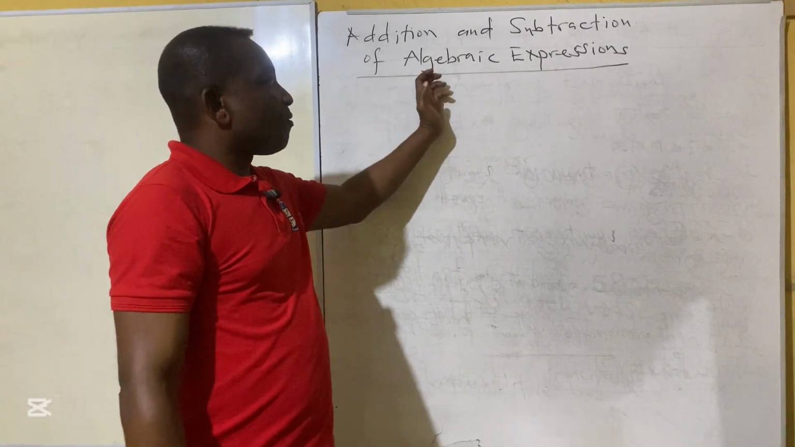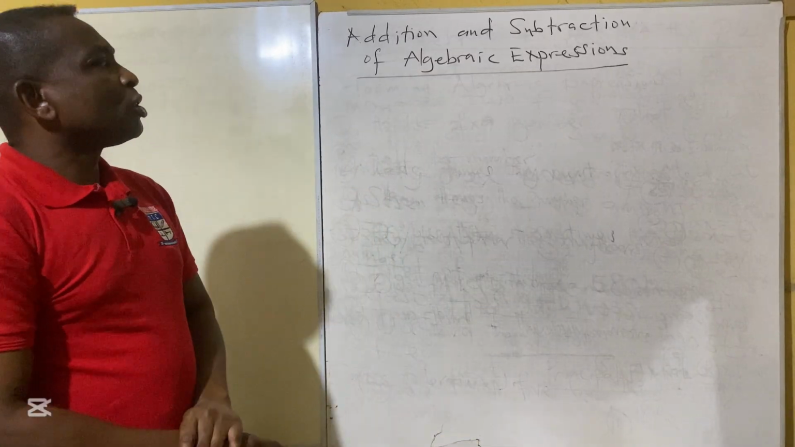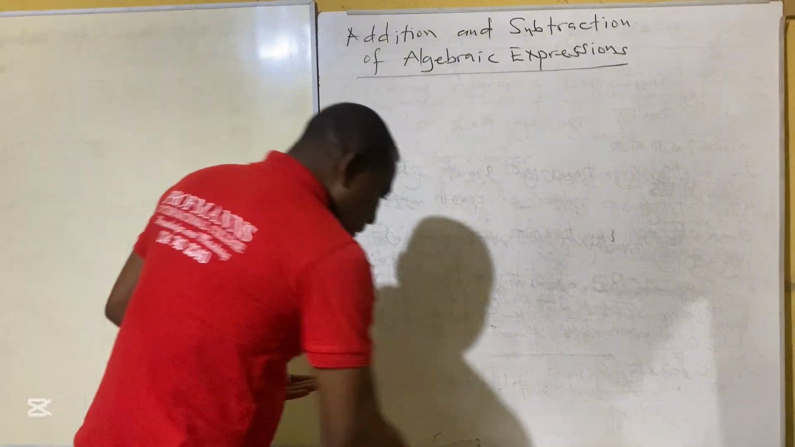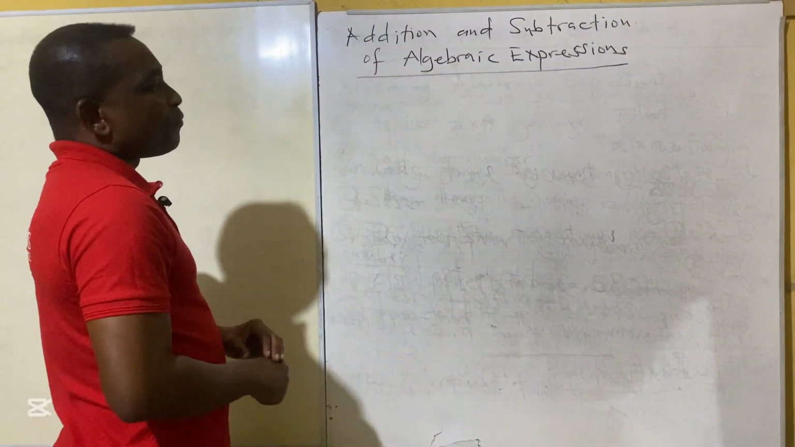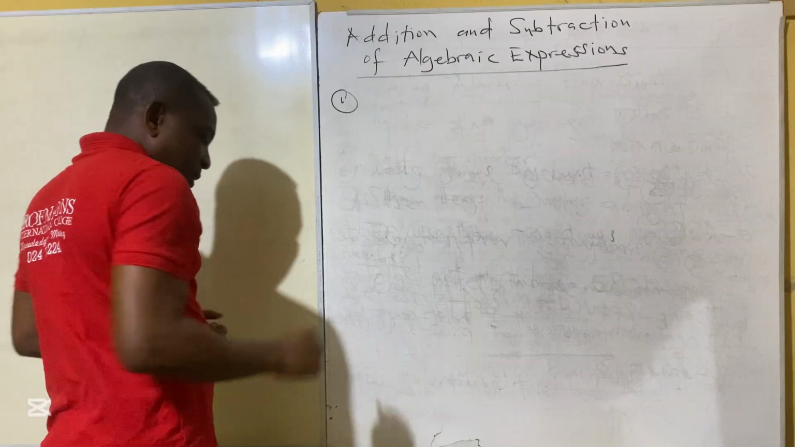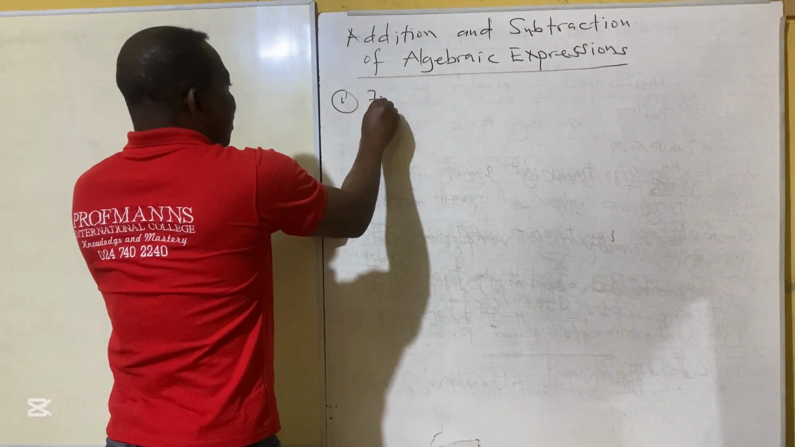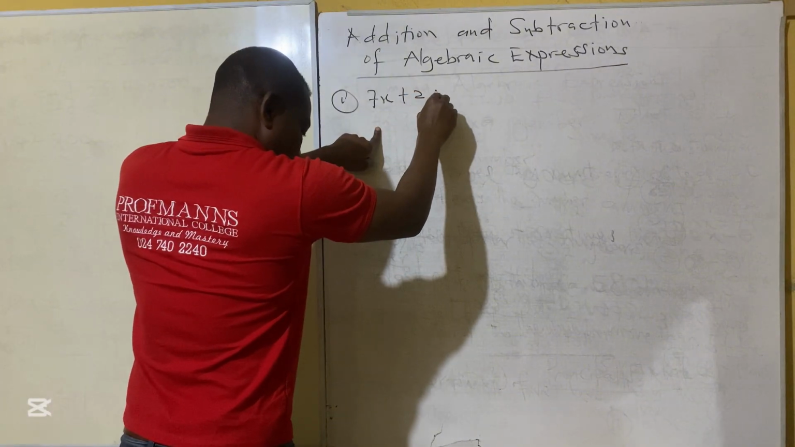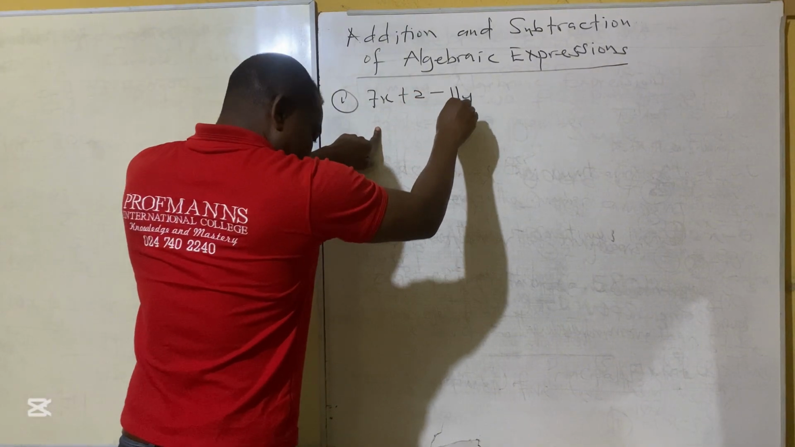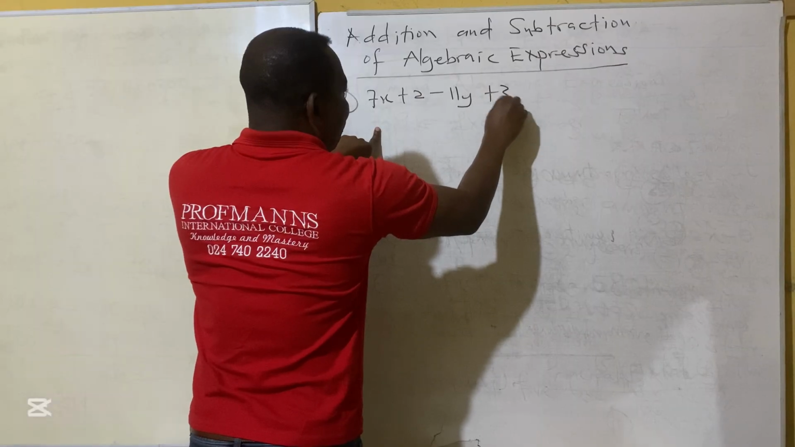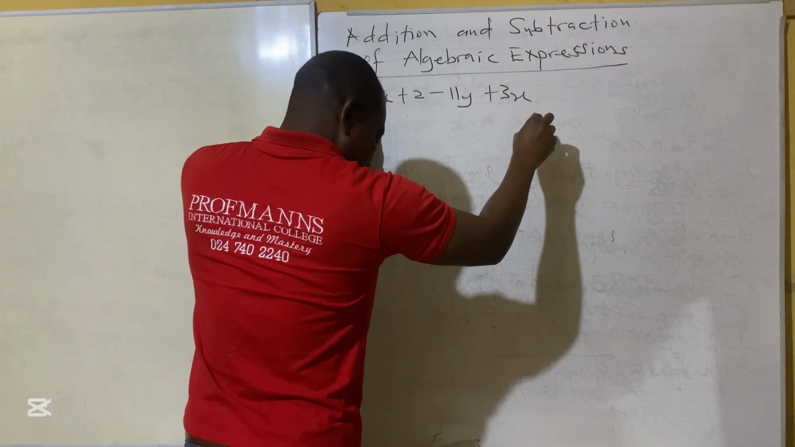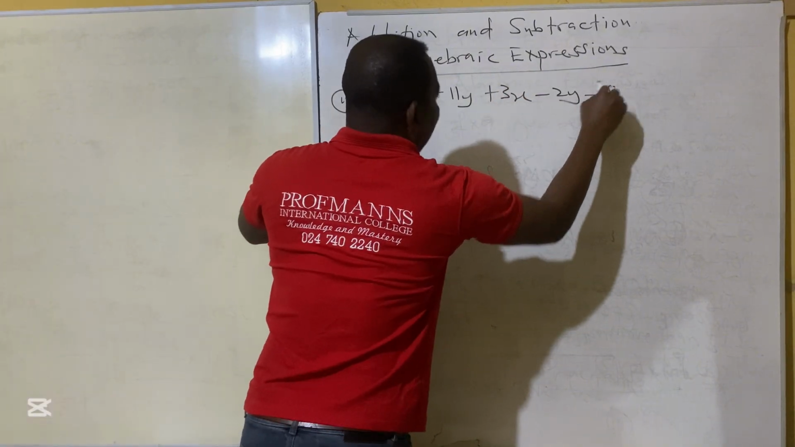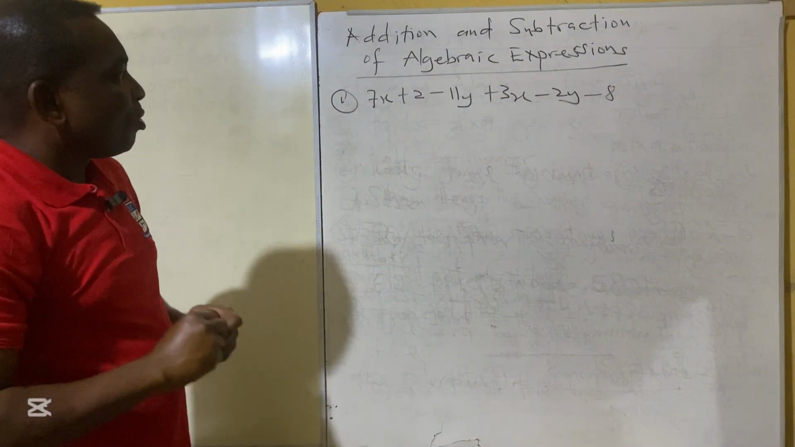Addition and subtraction of algebraic expressions. In algebraic expressions, you group like terms and you simplify the like terms. So let's look at some few examples to make you appreciate. So 7x plus 2 minus 11y plus 3x minus 2y minus 8. Okay, so this is an example of an algebraic expression.